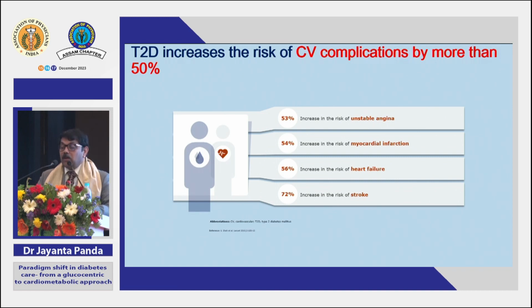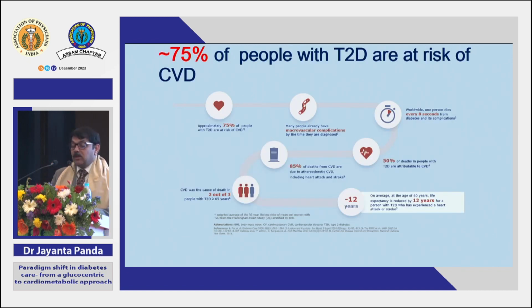And you know the CV complications, almost more than 50% in our patients: 53% unstable angina, 54% myocardial infarction, 56% heart failure, and as high as 72% stroke. You will see in this picture that CVD was the cause of death in 2 out of 3 people with diabetes more than 65 years. On average, at the age of 60 years, life expectancy is reduced by 12 years for a person with diabetes who has experienced a heart attack or stroke.